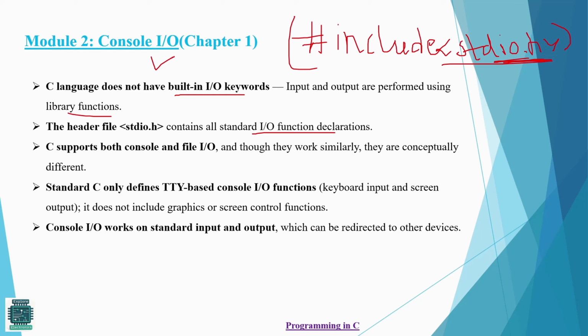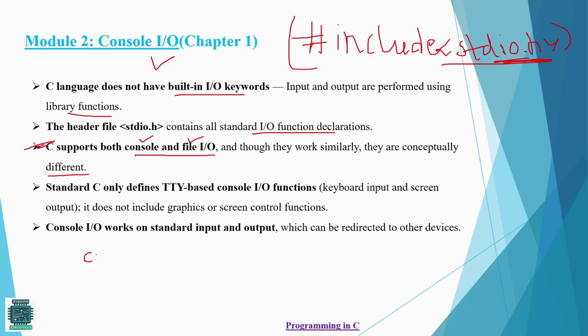Okay, C supports both console and file IO. Remember, C supports both console and file IO, and though they work similarly, they are conceptually different. The working part of both console and file IO remains the same, but when it comes to the theory or concept part, both are different. That means, let me explain.